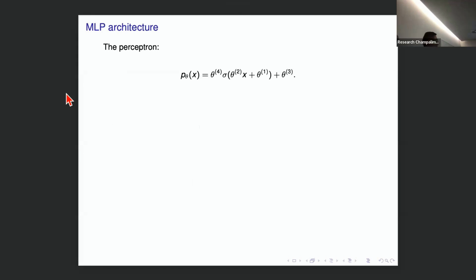Okay, so let's start with one perceptron. A perceptron is a composition of an affine function, that's the first one that appears there, θ2x plus θ1. Then we apply a nonlinear function, which we call the activation, sigma. And then we compose that again with another affine function. So I'll make here a plot of this function for a specific choice of sigma. So something that looks like that.